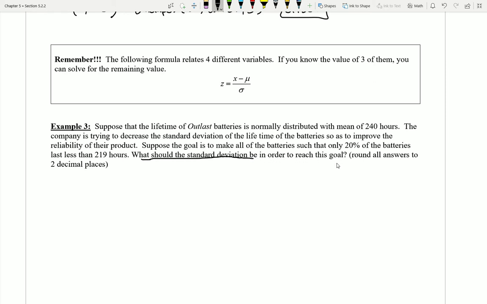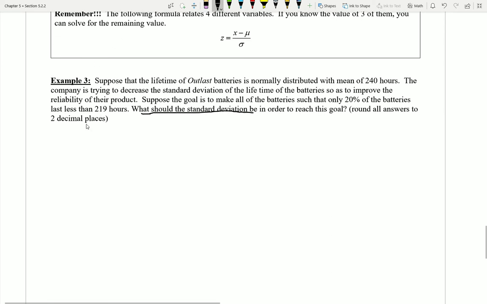Notice, that's not a question that's going to involve normal CDF, because it's not a probability question. It's not a question that's actually going to involve inverse normal, because I'm not looking for some sort of a value on the number line. I'm looking for a standard deviation. That's wildly different. Well, let's see how we can set up the information that we have.